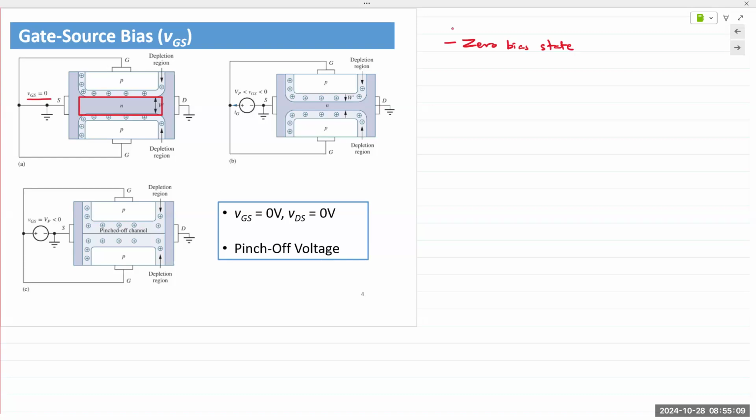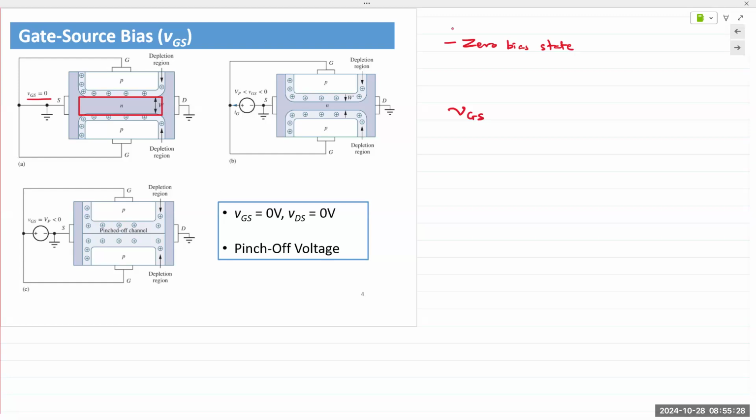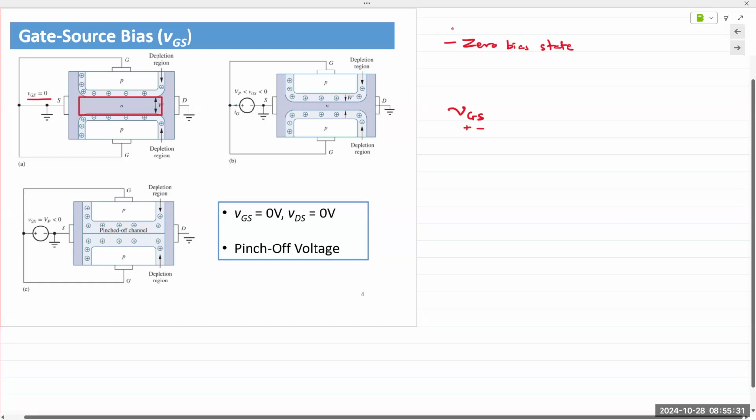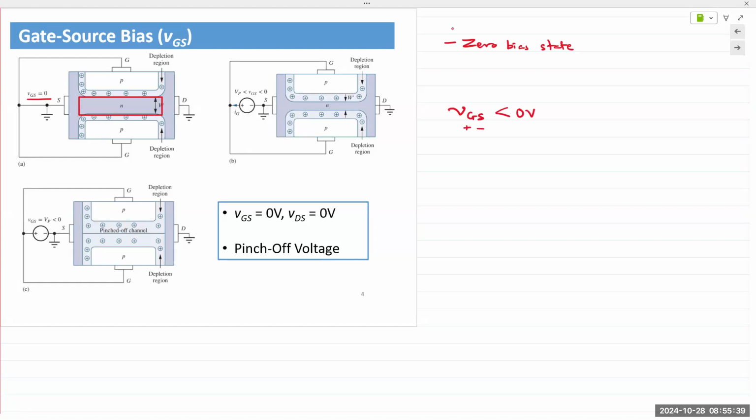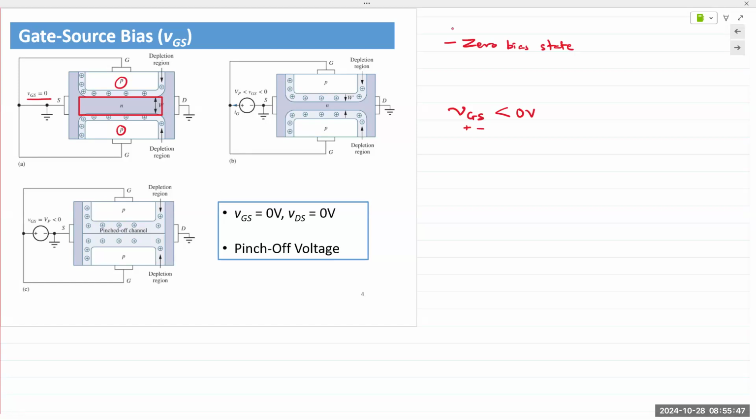Now, if you reverse bias the gate and the source, what would happen? So VGS, meaning the voltage measured at the gate with reference to the source. Okay, so positive reference is at the gate, negative is at the source. If it goes below 0 volts, meaning you're applying a reverse bias to the PN junction, right? Gate is P-type. So now you're reverse biasing the junction. When you reverse bias the junction, what happens to the depletion region?